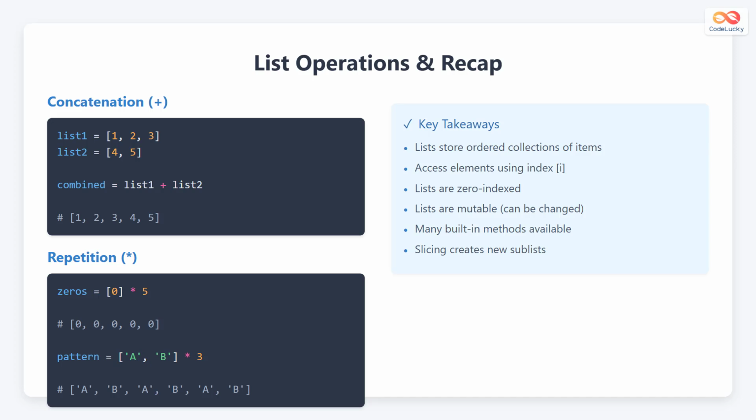Key takeaways from this video include that lists store ordered collections of items. You can access elements using an index enclosed in square brackets. Lists are zero-indexed. Lists are mutable, meaning they can be changed. Many built-in methods are available, and slicing creates new sublists.